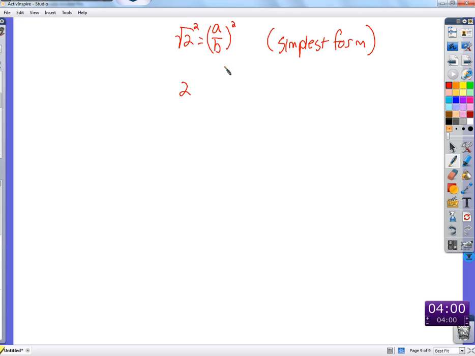If I square this side, now that's A over B times A over B. That would be multiply straight across, A squared over B squared. Okay. Then we'll multiply both sides by B squared. On this side, that cancels out, so over here we have 2 times B squared equals A squared. So A and B, they're these whole numbers. So 2 times a whole number is equal to A squared.